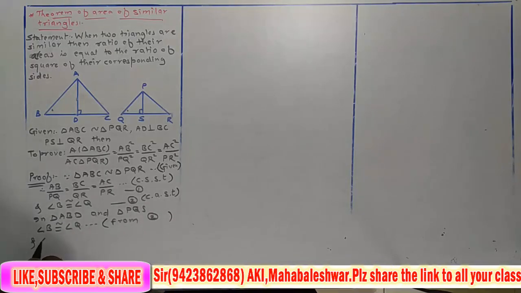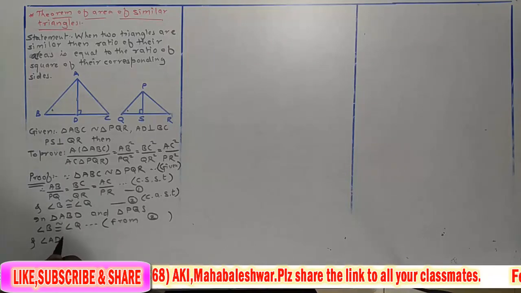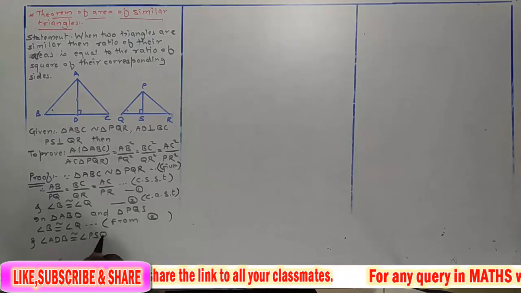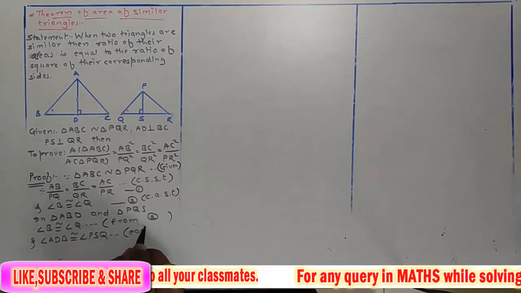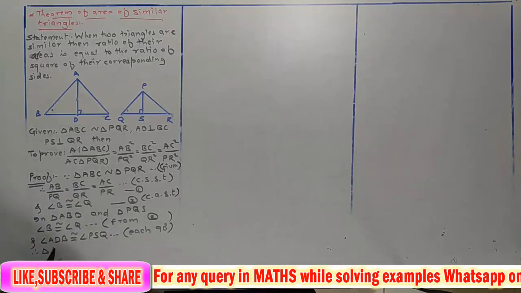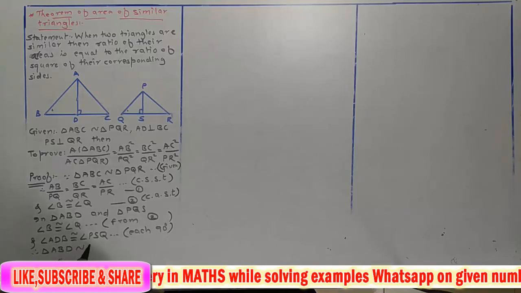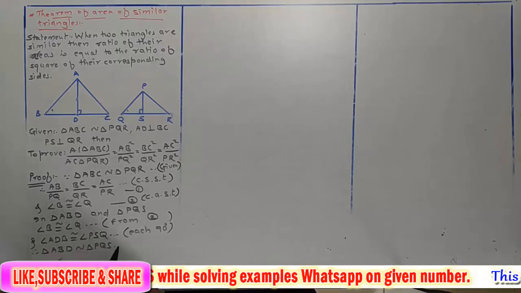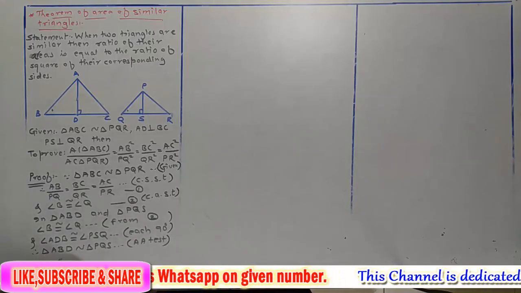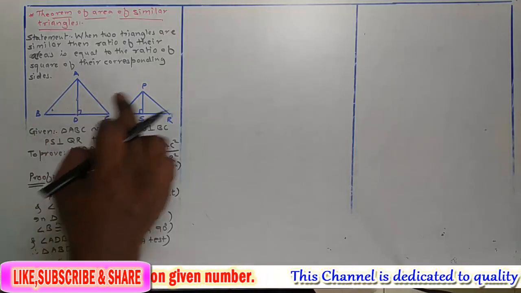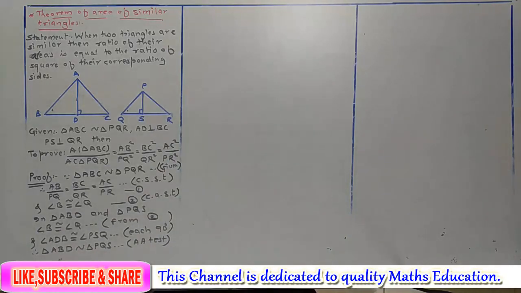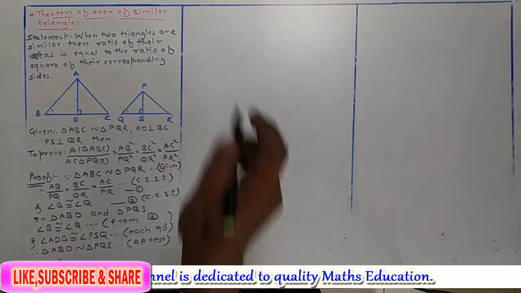Okay, and angle ADB is congruent to angle PSQ. The reason is each right angle, or each we can write here 90 degree, and therefore triangle ABD is similar to triangle PQS. The reason is by which test? By AA test. Okay, here two triangles are similar. We got triangle ABD and triangle PQS. Those two triangles are similar.